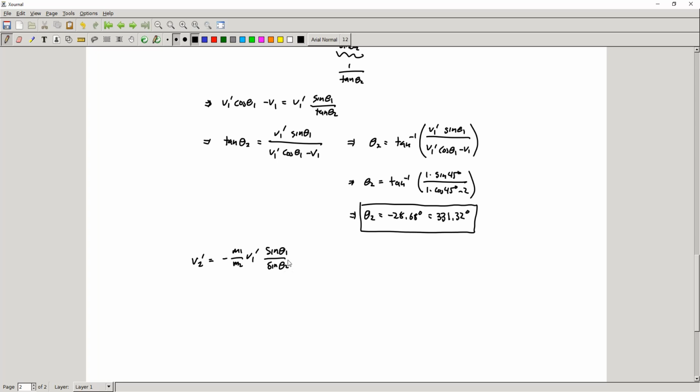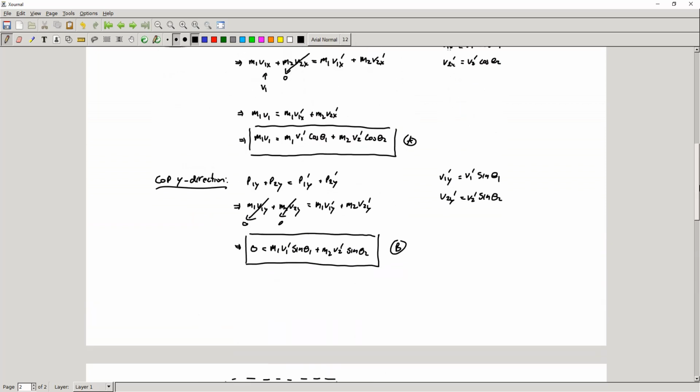Okay, and if we substitute in numbers for that now, we're going to end up with minus 1 over 2 times 1 times sine of 45 degrees over sine of whichever one of these theta 2's you want to use, either the negative angle or the large positive angle. If you make those substitutions and plug it into a calculator, you'll find that your v2 prime is actually 0.74 meters per second. Okay, so let's take a look at this and see if this makes sense.